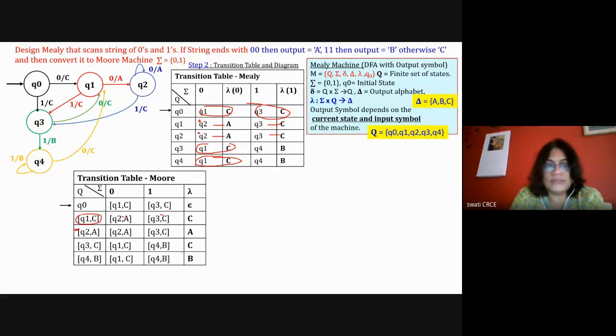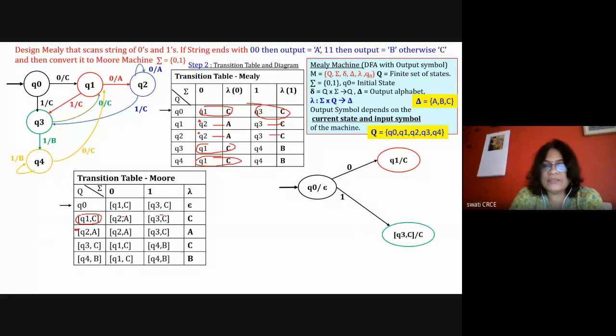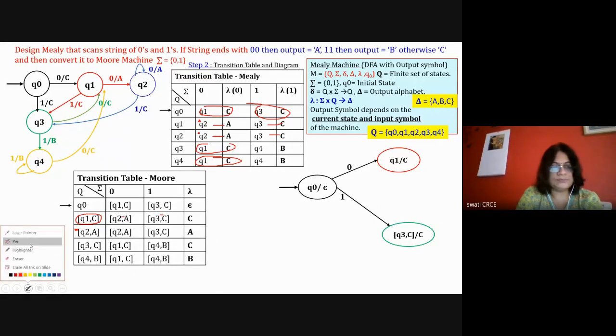And then you draw the table. After that, you draw the diagram. So I'm saying Q1 with epsilon, or Q1 with no symbol, or with 0 or 1, anything you can take. With 0, it's going to Q1C. With 1, it is going to Q3C. And inside the state, you write down the output symbol also for the Moore machine.